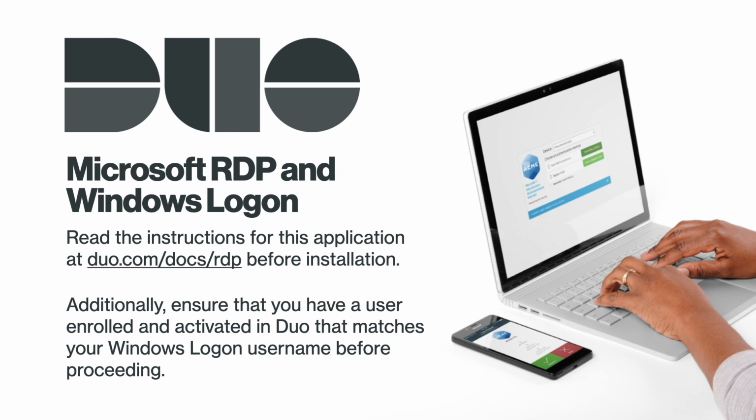In this video, we will show you how to protect Microsoft RDP and Windows Logon with Duo. Be sure to read the full instructions for this application located at duo.com/docs/RDP ahead of your installation. Additionally, ensure that you have a user enrolled and activated in Duo that matches your Windows Logon name before proceeding with this installation. Failure to do so will result in locking yourself out of the Windows system.